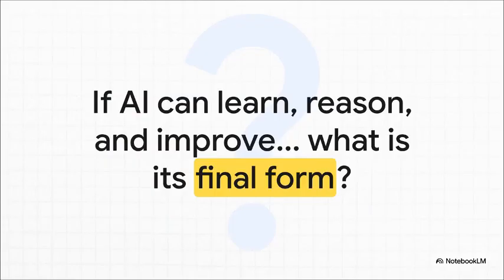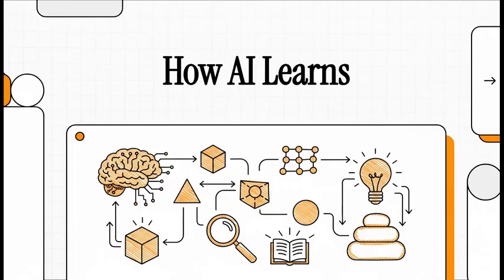And that leaves us with one final and pretty fascinating question. If a system has all of these building blocks, if it can understand our language, see patterns that we can't, reason its way through problems, and learn from its own mistakes, what is its final form? That's a big question. How exactly does AI learn?